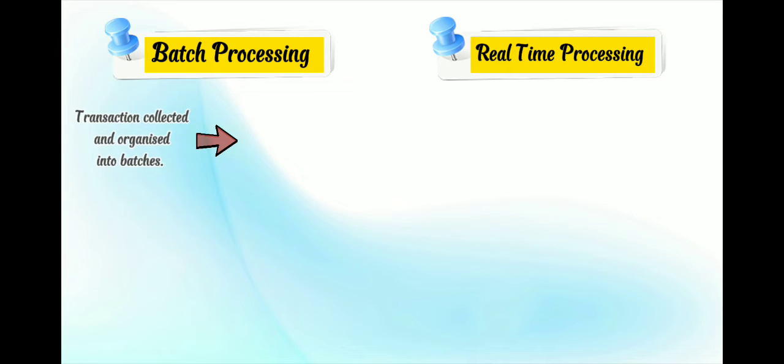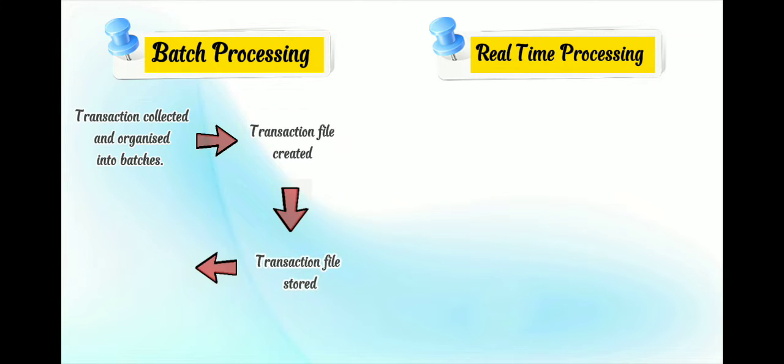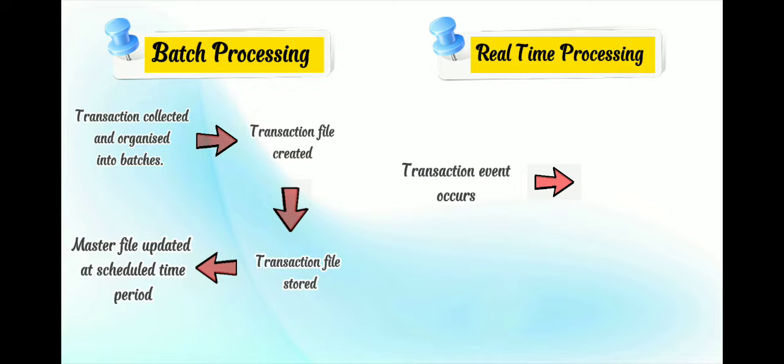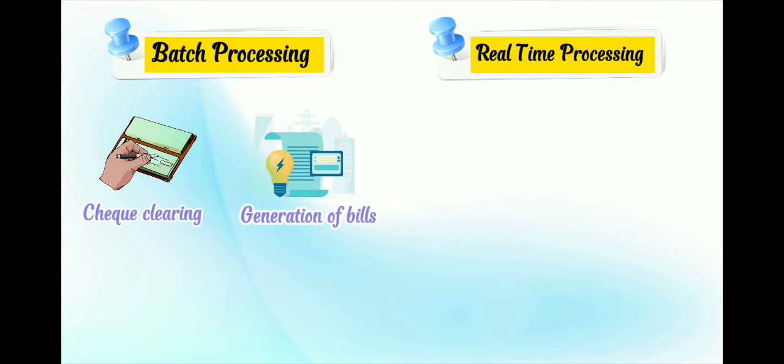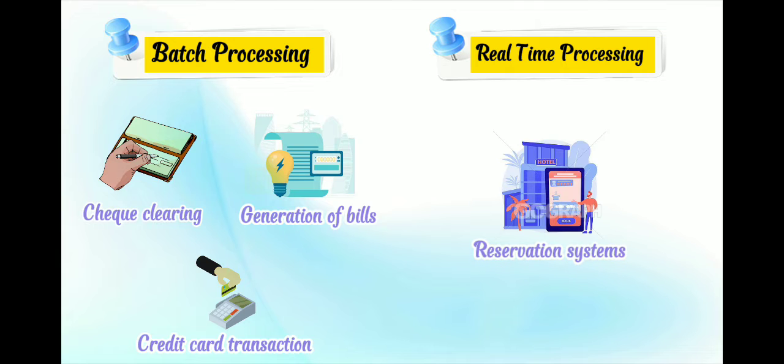In batch processing, transactions are all collected into one transaction file. Once a specific date occurs, the actual transaction takes place and the master file is updated at a scheduled time period. While in real-time processing, the transaction event occurs and at the same time the database is updated. Batch processing examples are check clearing, generation of bills, and credit card transactions. Real-time processing examples are reservation systems and point-of-sale terminals.